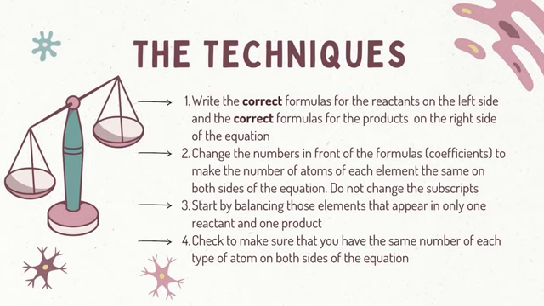The technique. First, write the correct formula for the reactant on the left side and the correct formula for the product on the right side of the equation. Second, change the number in front of the formula, the coefficient, to make the number of atoms of each element the same on both sides of the equation. Do not change the subscript. Third, start by balancing those elements that appear in only one reactant and one product. Fourth, check to make sure that you have the same number of each element type of atom on both sides of the equation.